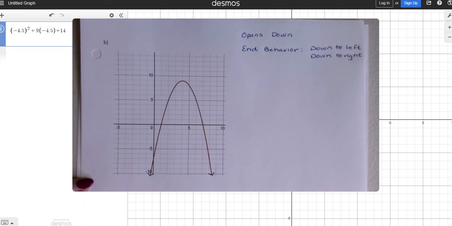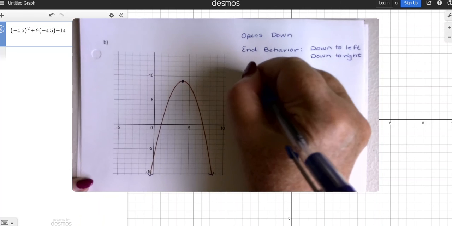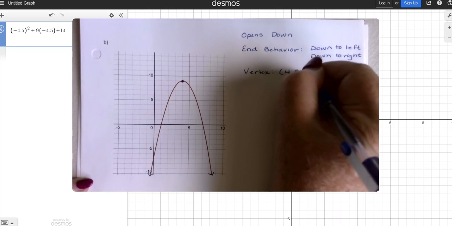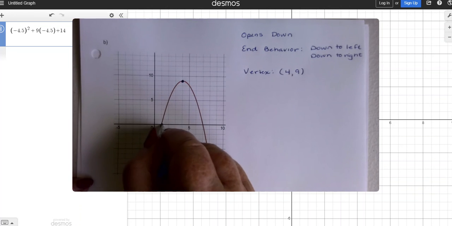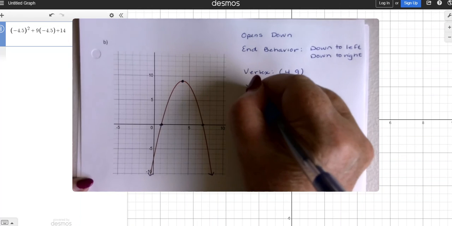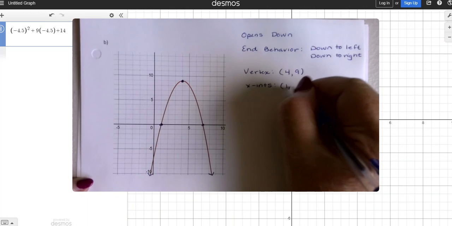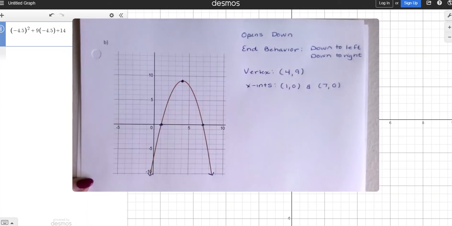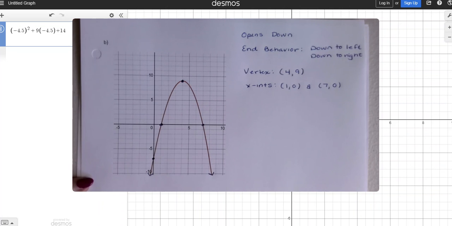And let's see, what else can I say? I can say that I know the vertex right here is (4, 9). I can say the x-intercepts are (1, 0) and (7, 0). And the y-intercept over here looks like negative 7, so (0, -7).